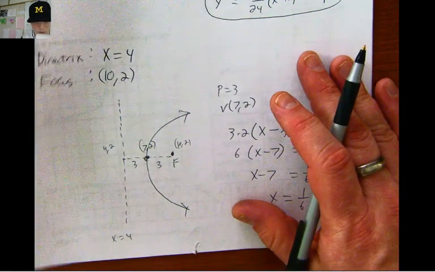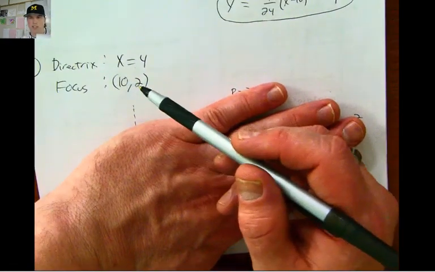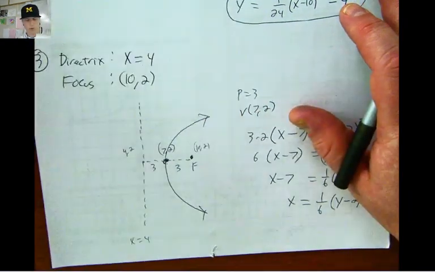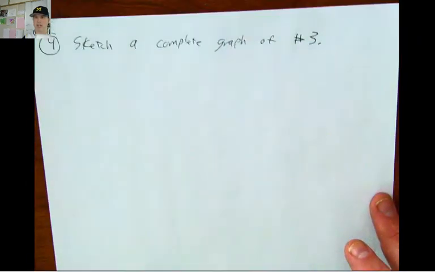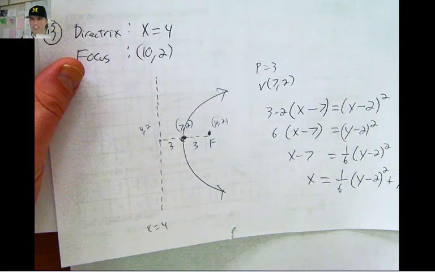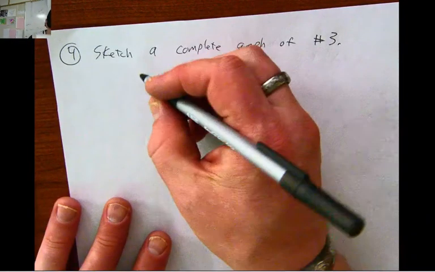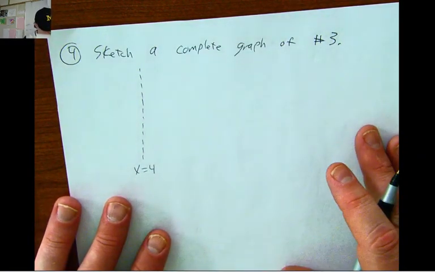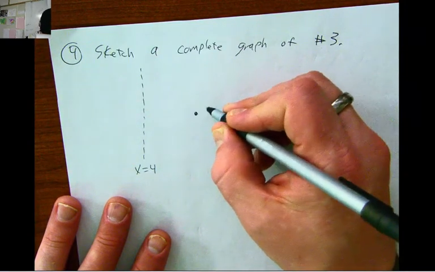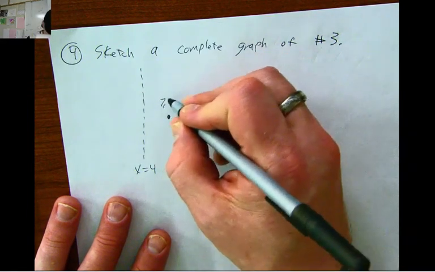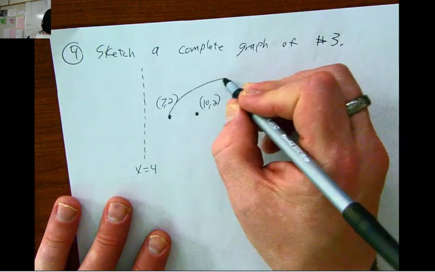And now there's other ones too. It's basically going to start like this, that the directrix is at x equals 4 and the focus is at (10, 2). And your job is to sketch a complete graph of that problem. And I actually already did most of that work with my setup. Actually, now that I think about it, this is a complete graph. A complete graph needs to include a labeled directrix, which is x equals 4. It needs to have the labeled focus, which is (10, 2). It needs to have the labeled vertex, which is at (7, 2). And then it needs to have the drawn graph.